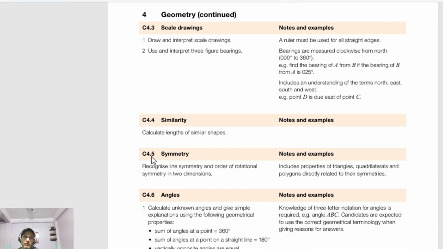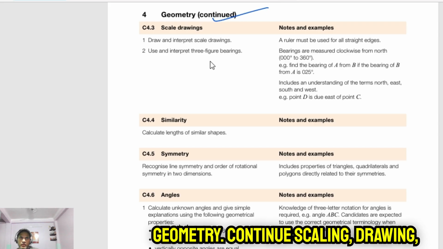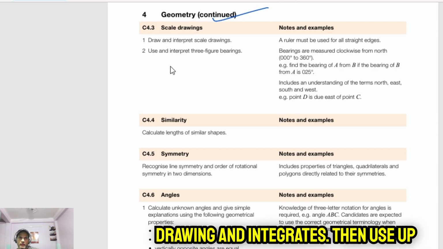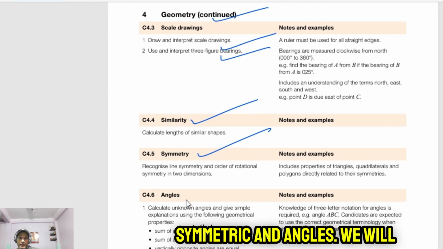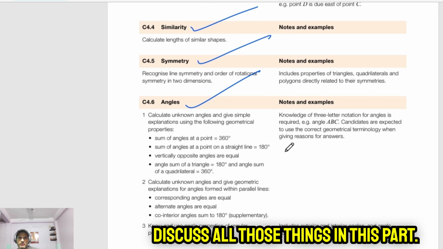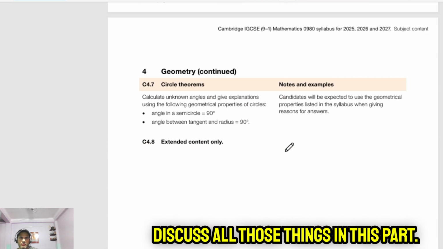Then geometry continues: scale drawing and bearings. Then use of congruent figures, similarity, symmetry, and angles. We will discuss all those things in this part.